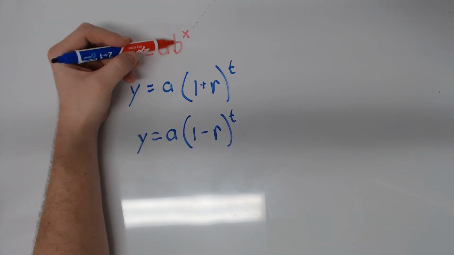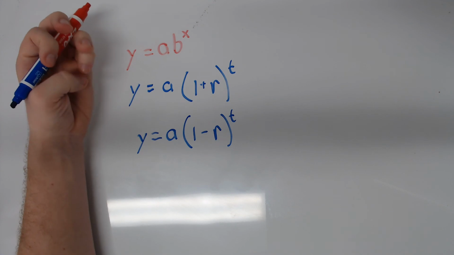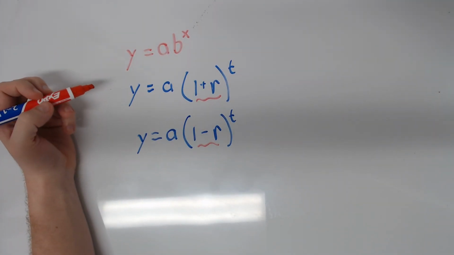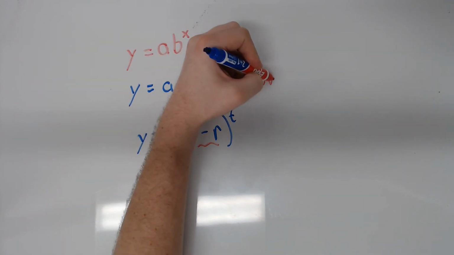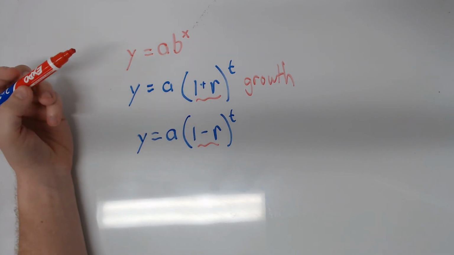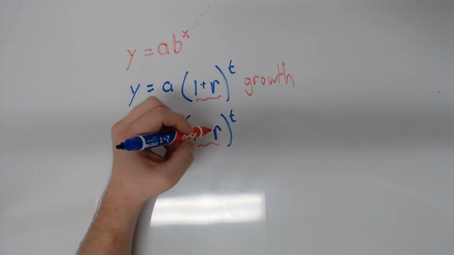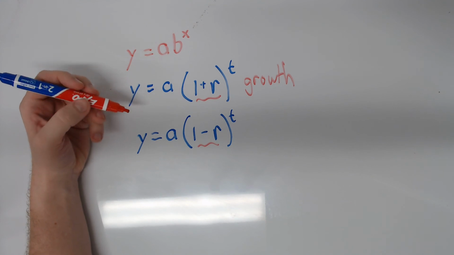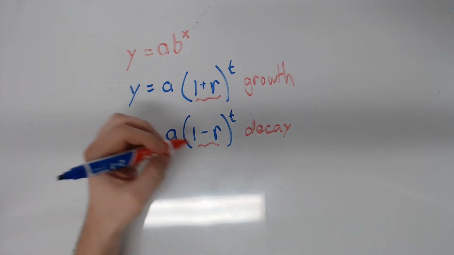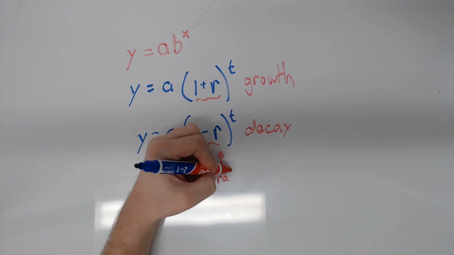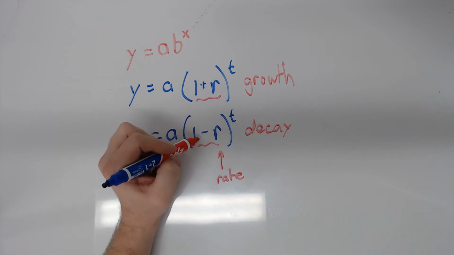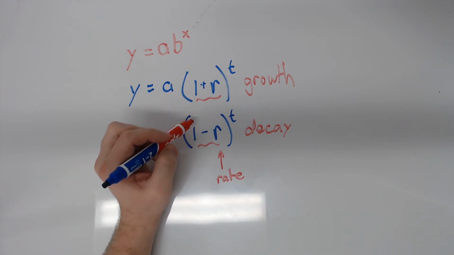The b value, the multiplier, can be two things depending on if it's growth or decay. This is growth because 1 plus r implies that we're multiplying by a number that's going to make us bigger. 1 minus r implies that we're going to multiply by a fraction. We're going to lose a little bit each time. This is decay. All right? So the rate is not going to be exactly the number you see in parentheses. It's going to be how much above or below 1 it is.